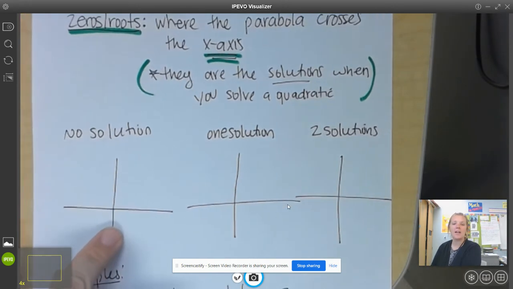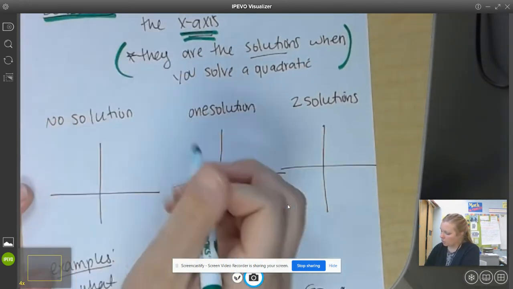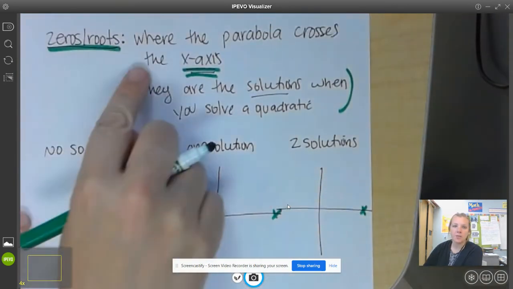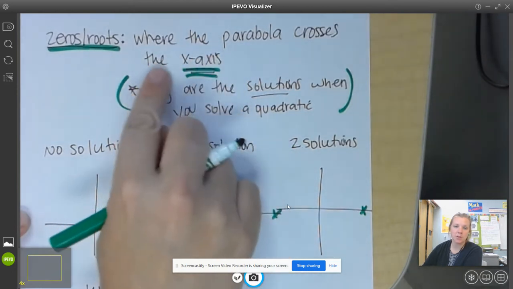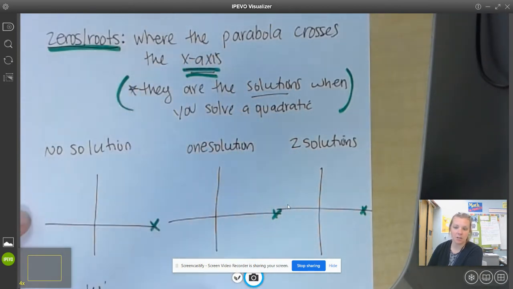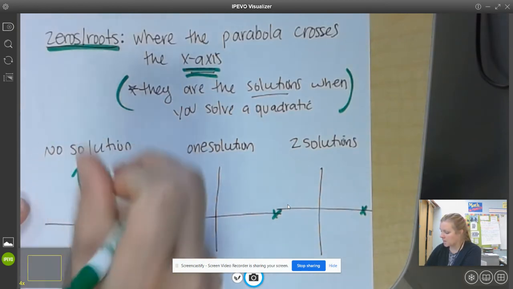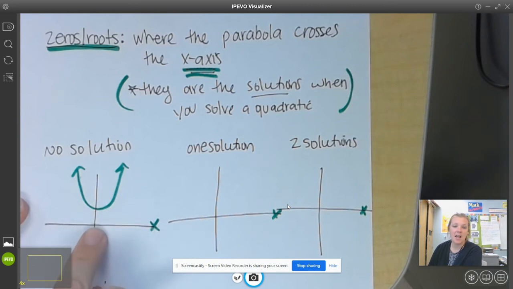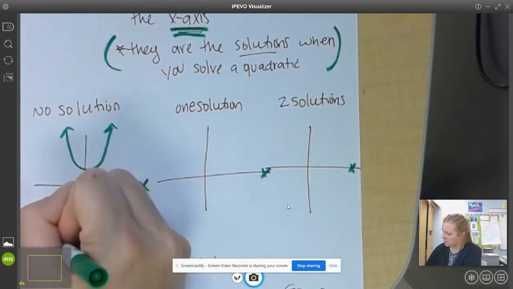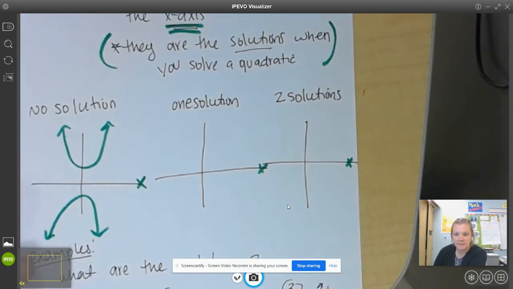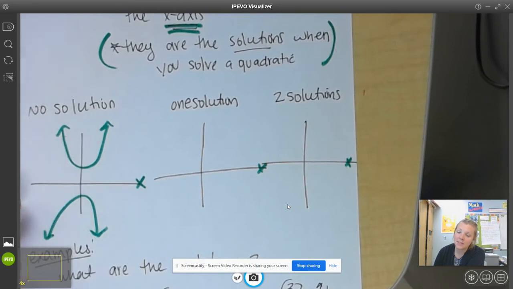But if a graph has no solution, well, remember, this is the x-axis for each of these. And if you read up here, where the parabola crosses the x-axis are the zeros. And so if there's no solution, that means that the parabola never crosses the x-axis. It's either floating above the x-axis or floating below the x-axis. These don't happen that often, but they do sometimes. And if that happens, then there is no solution.